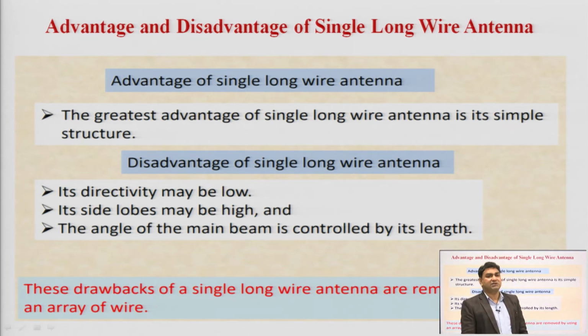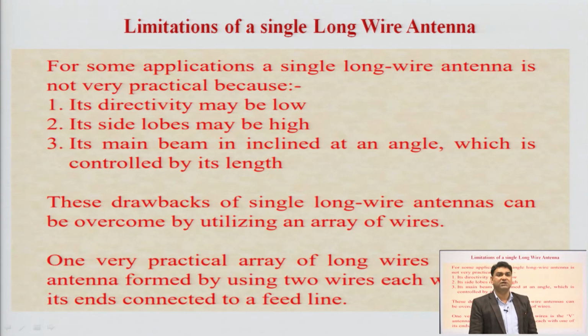These drawbacks of a single long wire antenna are removed by using an array of wires. So, different designs are proposed to form different kinds of long wire antenna. We have to understand the limitations of a single long wire antenna, because we have to eliminate all those limitations to get better directional characteristics in the case of long wire antennas.